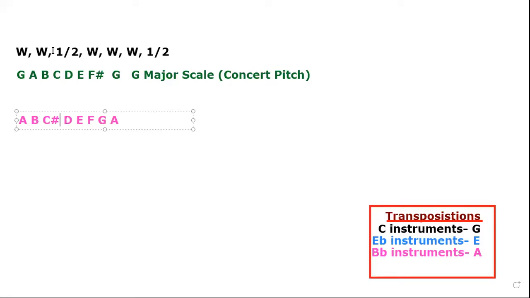And then we need a half step. C sharp and D is a half step, so we're good there. Next is a whole step. D to E is a whole step. We need another whole step, so we have to change this F to an F sharp. We need another whole step, so we also need to raise the G to a G sharp, and there you have it. The key signature for your concert G scale, if you are a B flat instrument, is 3 sharps. And you start on A.